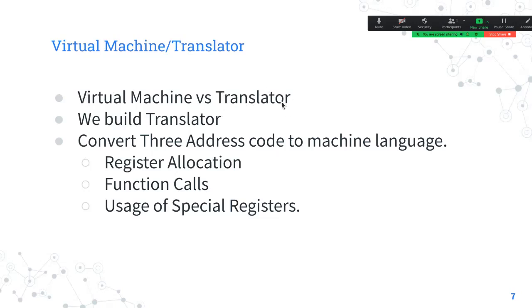So this is why we don't use a virtual machine here. We use a translator. We built a translator and convert the three address code to assembly code, not machine language. Machine language is zeros and ones. So here we have to think of register allocation. For register allocation, the way we did it is very inefficient and very basic, so you shouldn't go for it. And also function calls, how to handle function calls and usage of special registers. Everything will happen here in this translator. So the translator is also very large.